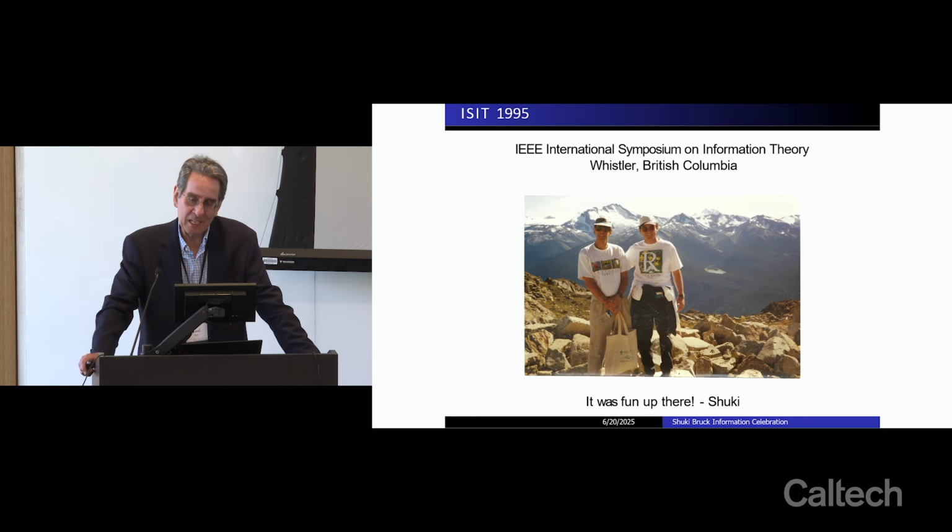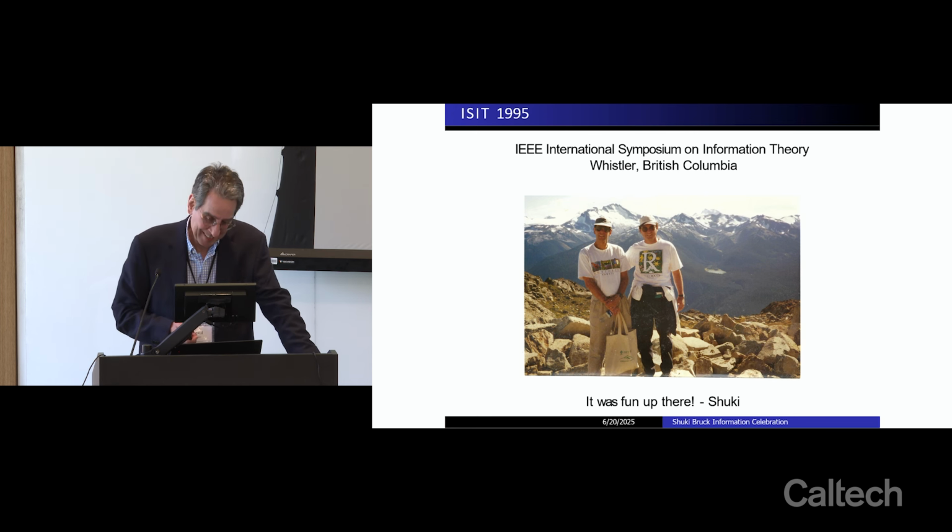We also attended the ISIT in Whistler, British Columbia in 1995. We joined a group of people who went on a hike up a small peak. Shuki sent me this photograph, and there was a Post-it note on the back that said, "It was fun up there, Shuki." And I still have the picture and the Post-it note, and that just proves, Shuki, that paper is one of the most durable storage devices that we have.